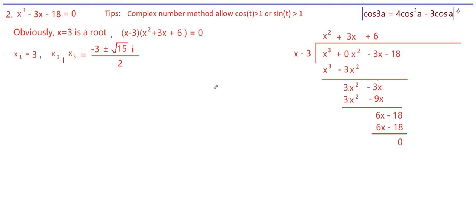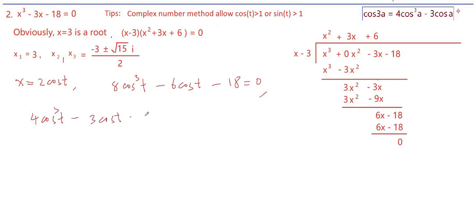Now we will use the trigonometric function to solve this equation. We let x equal to 2 cosine t, and then we have 8 cosine cubed t minus 6 cosine t minus 18 equal to 0. 4 cosine cubed t minus 3 cosine t equal to 9. And from this equation, we have cosine 3t equal to 9. Because we use the complex number method, this is okay. Cosine 3t can be greater than 1.